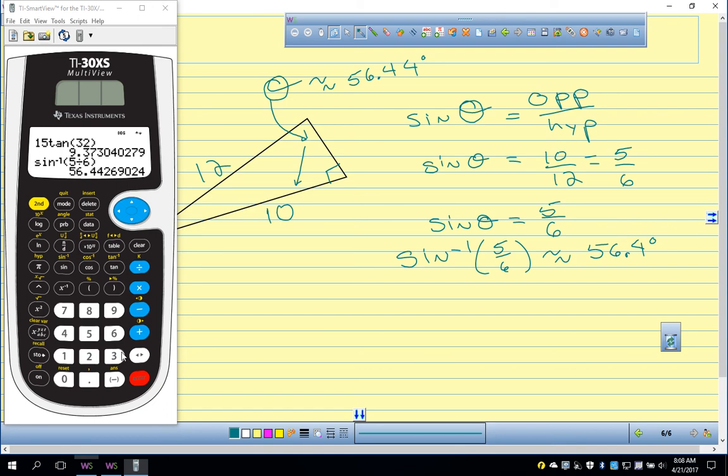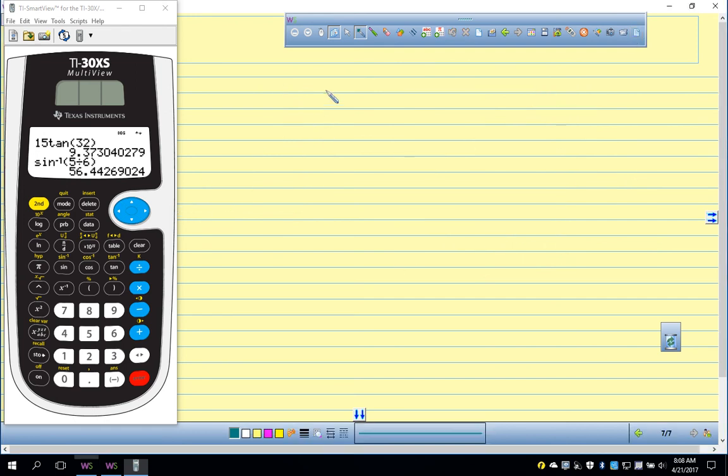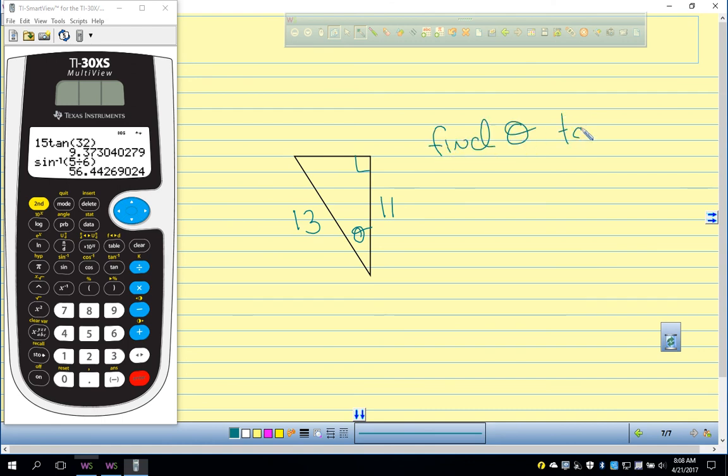We're going to try one more, and then we'll be done, okay? And then you can have some time to try, okay? So let's do another triangle. Here's another right triangle. Here's my right angle. Let's say we want to know this angle theta over here, and that this side is 11, and this side is 13. Okay? Find theta to the nearest tenth.